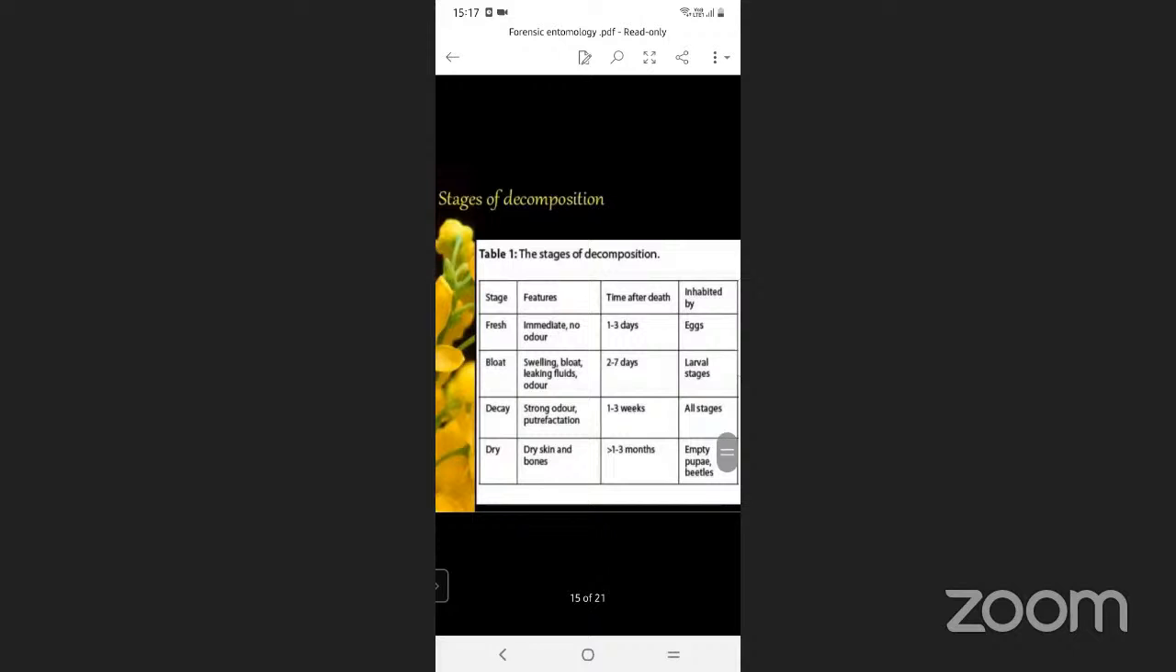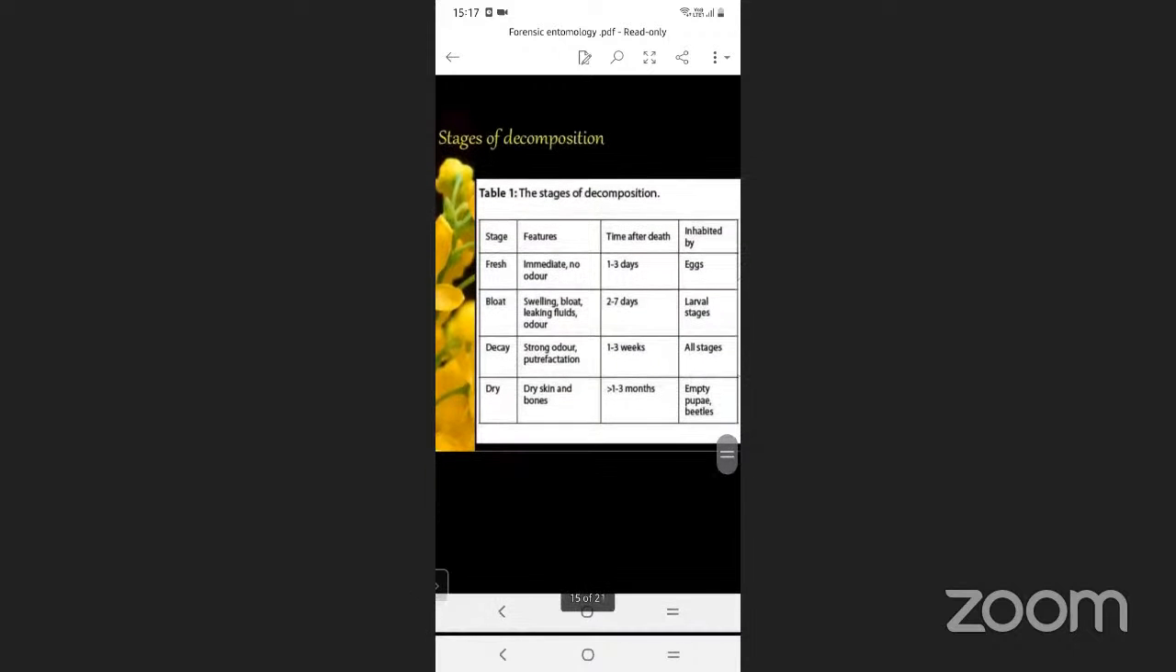And when we take the stages of decomposition, we take into consideration how decomposed that particular body is. One is fresh: immediate, no odor, the dead body has been lying only 1 to 3 days. Then we will see the eggs. If it is bloating, swelling, leaking fluids, and odor is there, then we will say that it has been maybe 2 to 7 days. And we see some of the larval stages on the body.